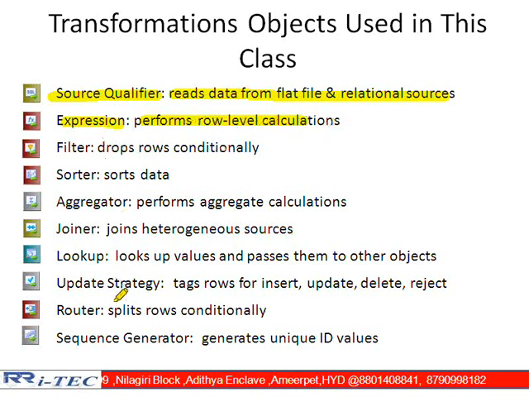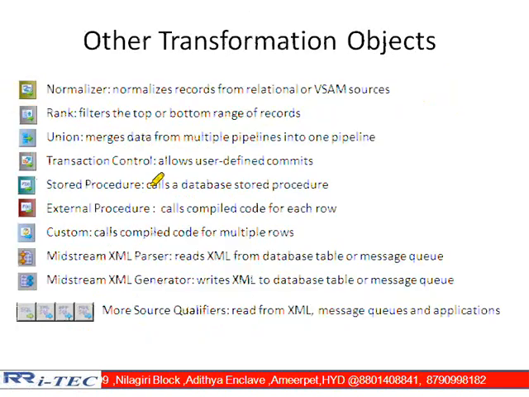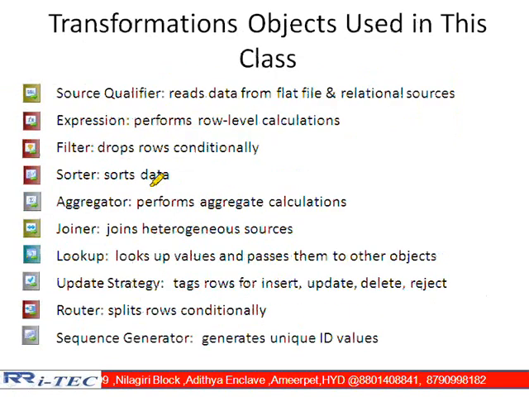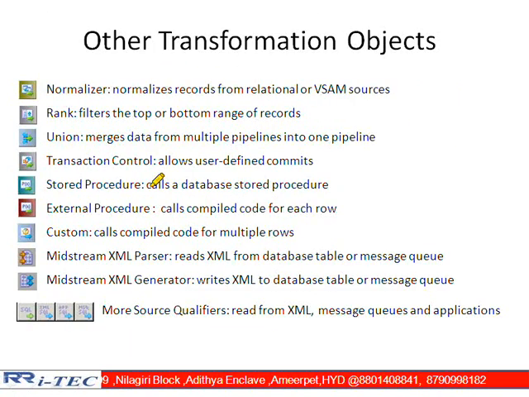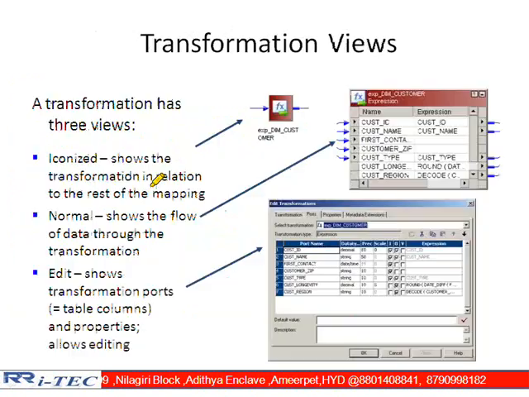Like this, one by one the transformations are useful. We'll try to understand one by one. As of now, our focus in this lesson is understanding only these two things: one is source qualifier, the second is expression. Learning all of this one by one is nothing but our Informatica course. The continuation of the transformations, like normalizer, rank, and union, are also available.